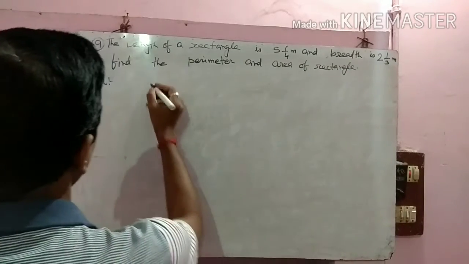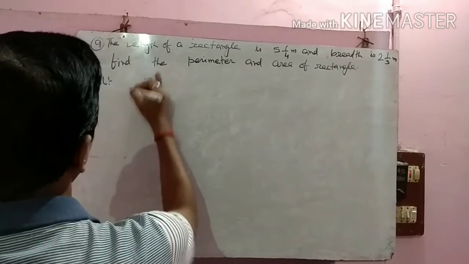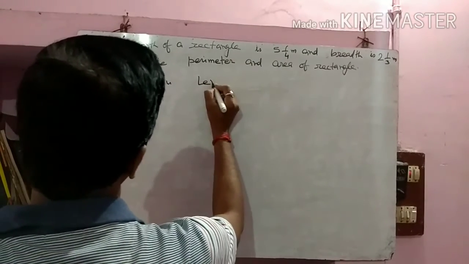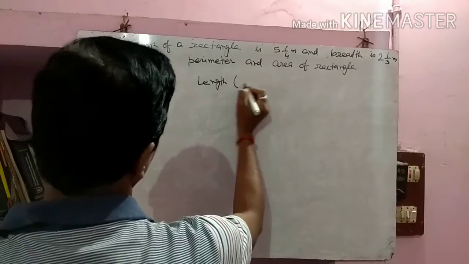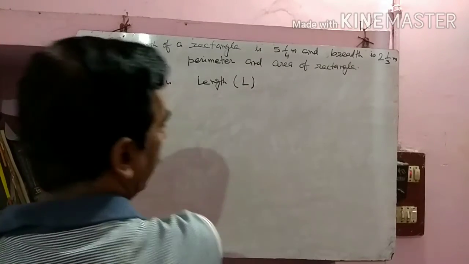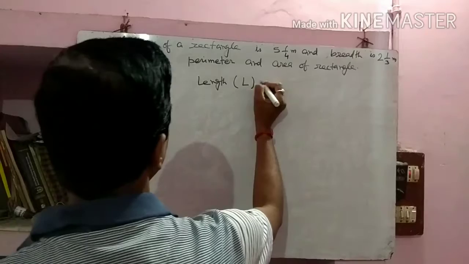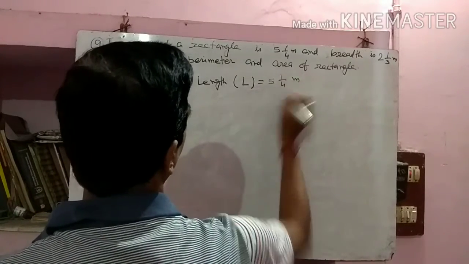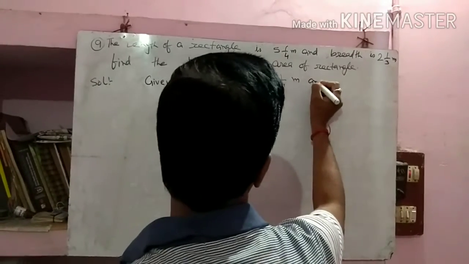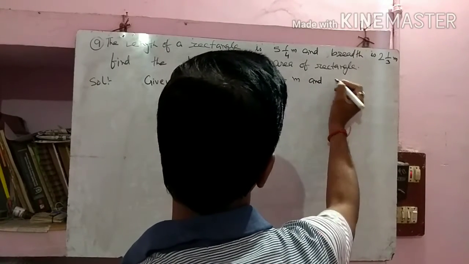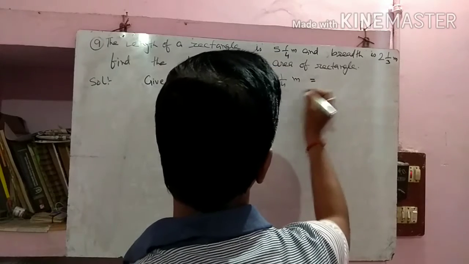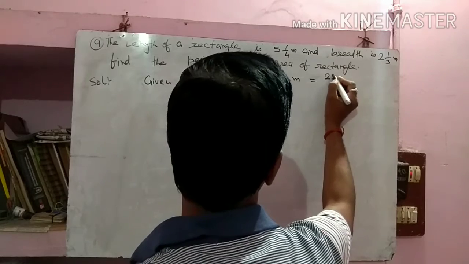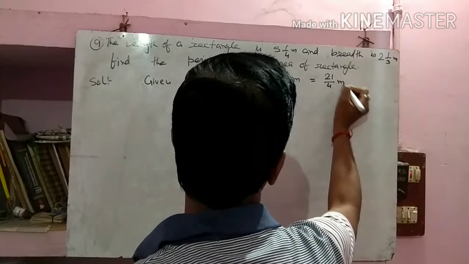So as given, first of all we have to write what is given. Length, we denote length as L, is equal to 5 1/4 meter, or you can write it as 4 times 5 is 20, plus 1, which is 21 by 4 meter.